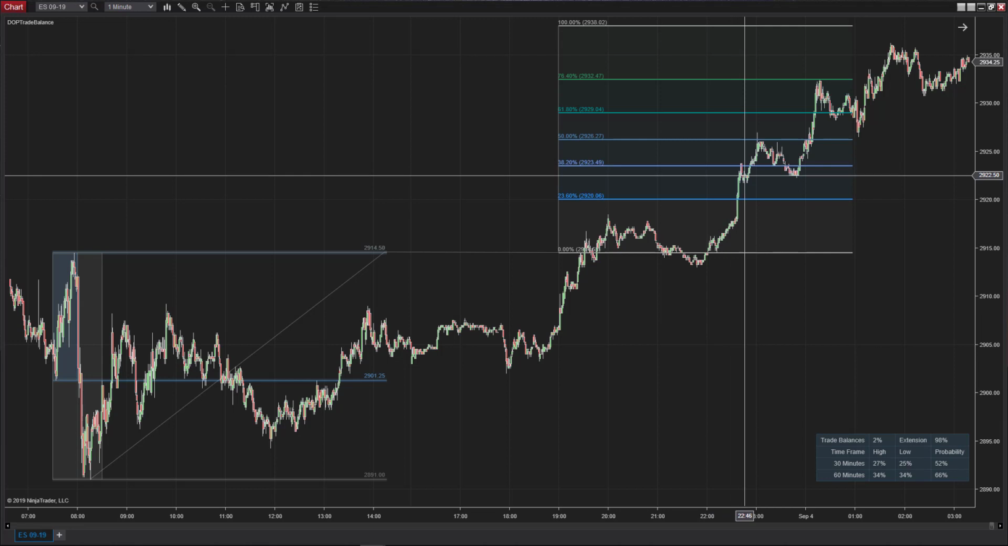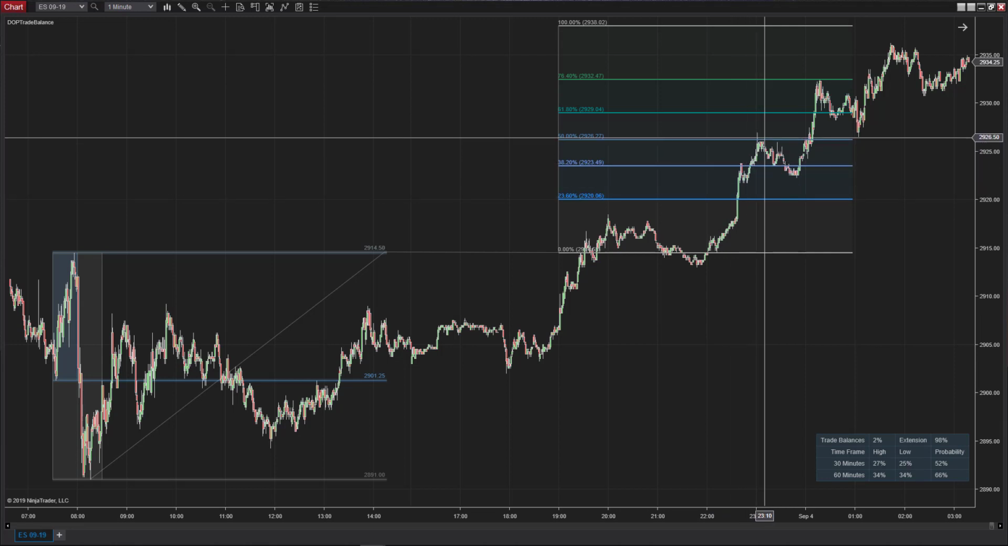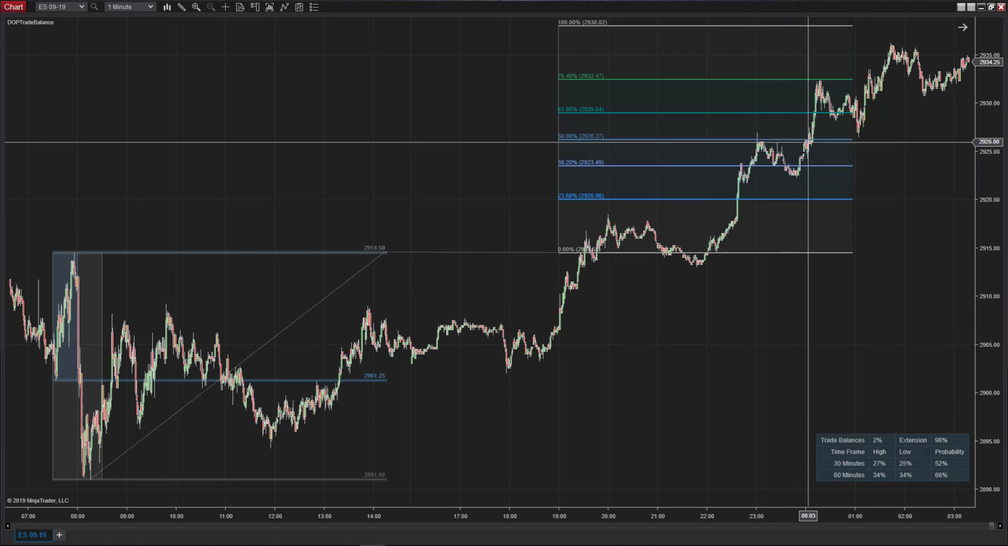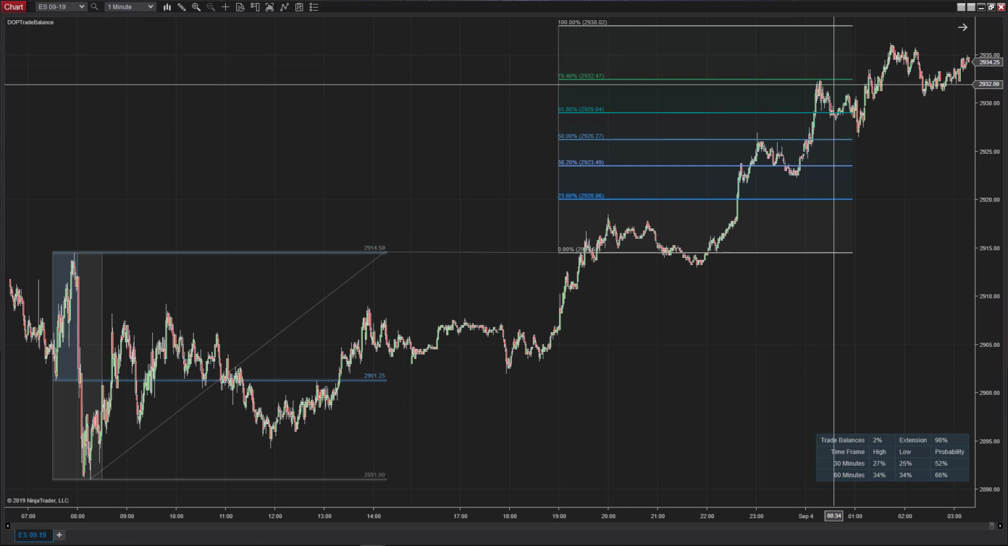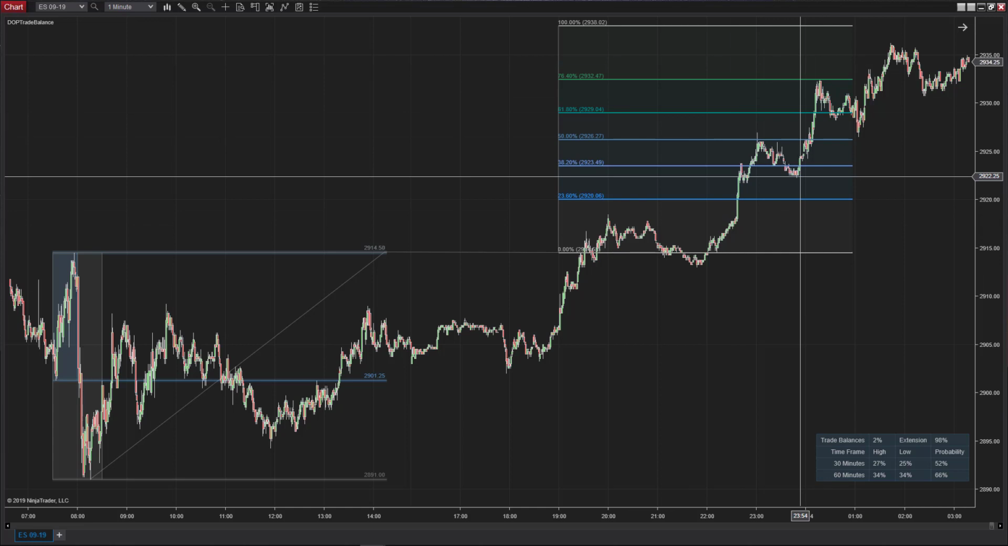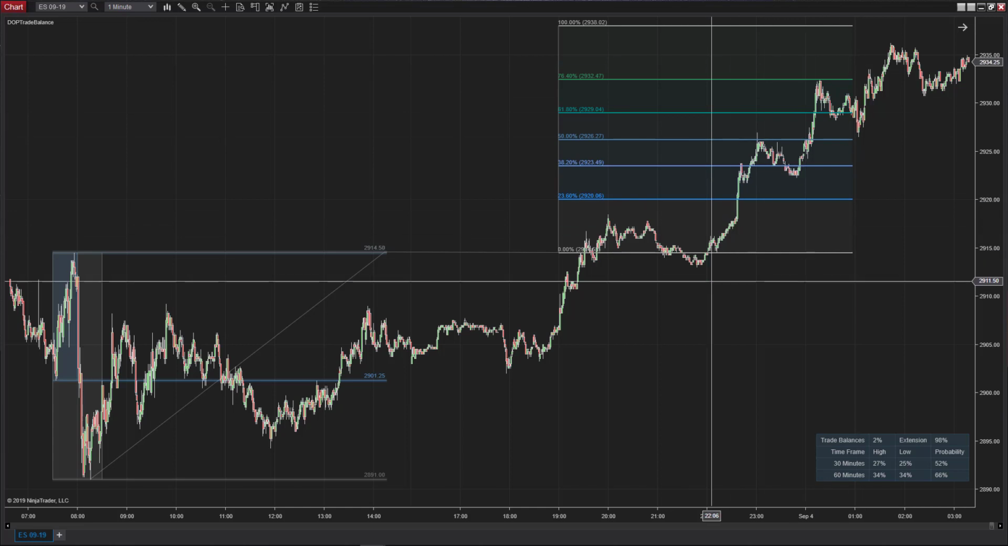So, if we pull back to here, which didn't happen, but we did have a pullback to here, we can get long on this, and we can use these other areas as targets. So some really nice trades in here, even though this is Globex, the same thing applies. So let me show you that.